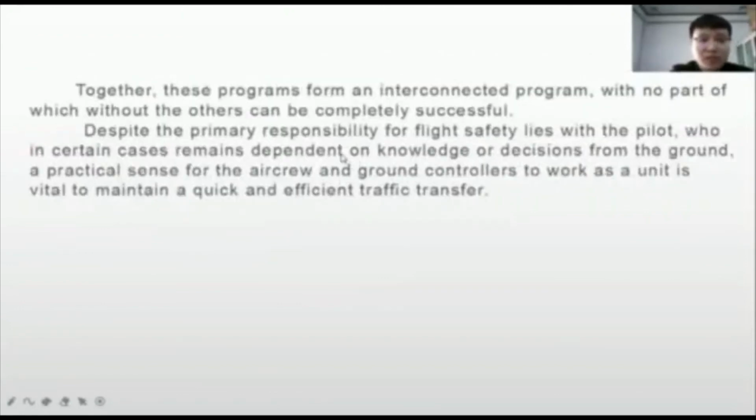Together, these programs, no part of which can be completely successful without the others. Practically, it is vital for aircrew and ground controllers to work as a unit to maintain quick and efficient traffic transfer. That's all. Thank you.